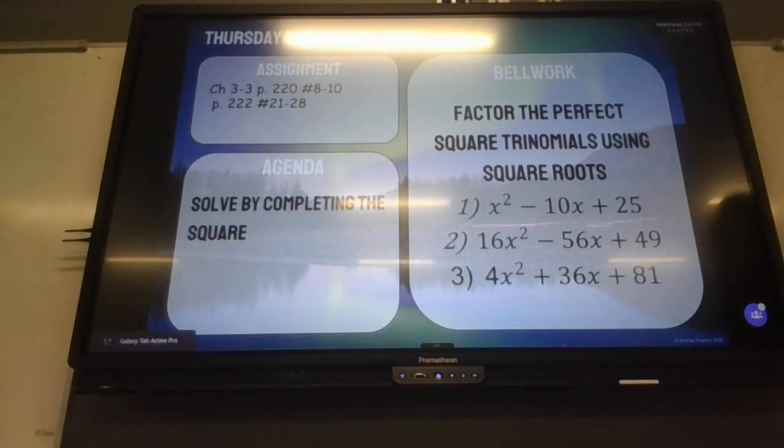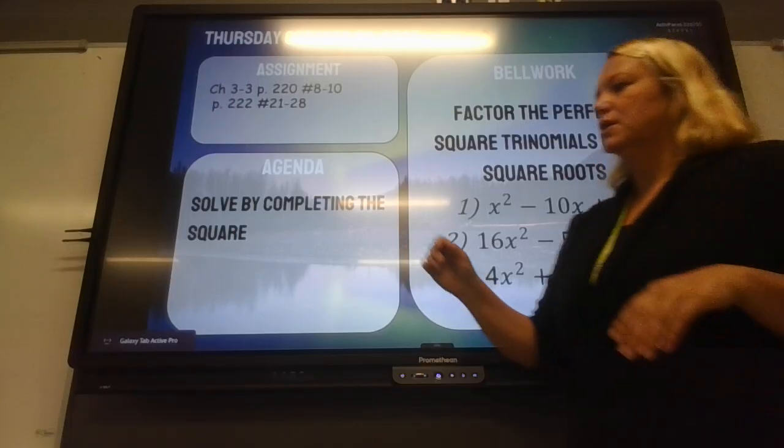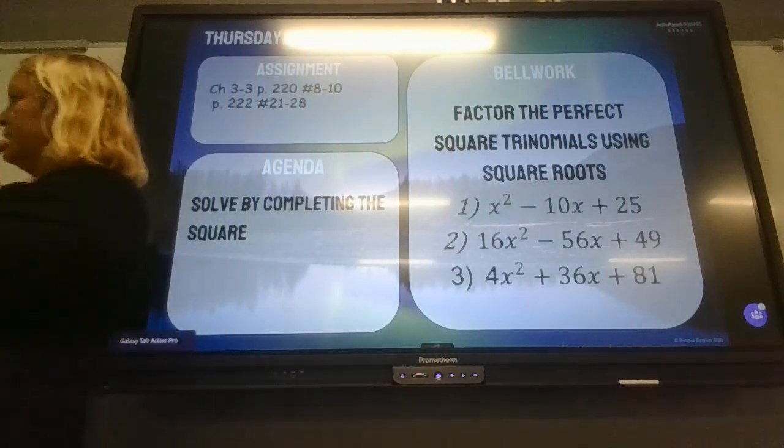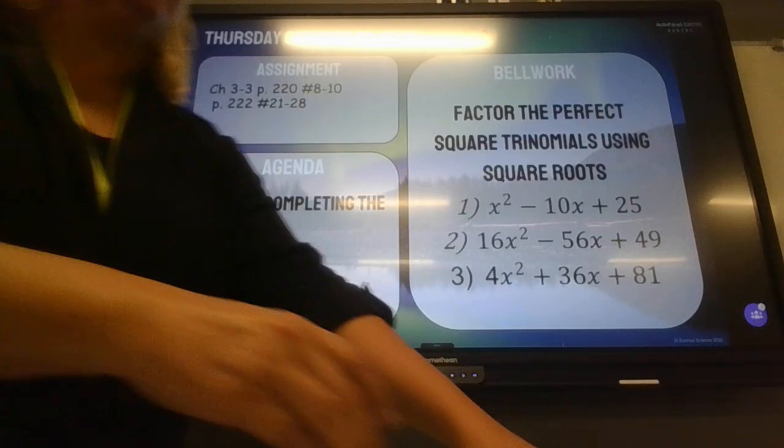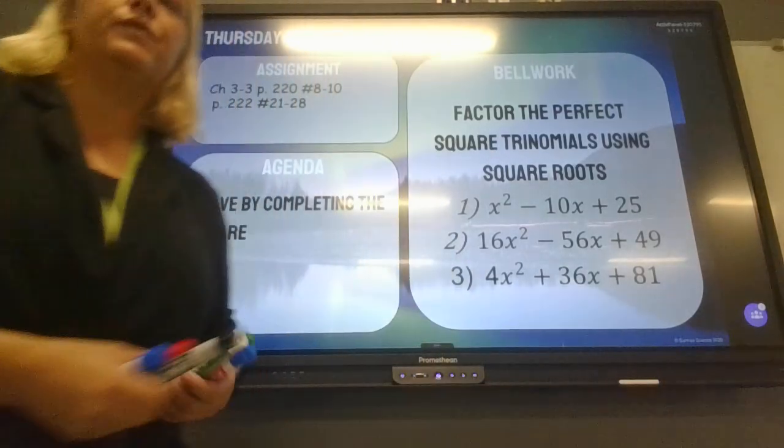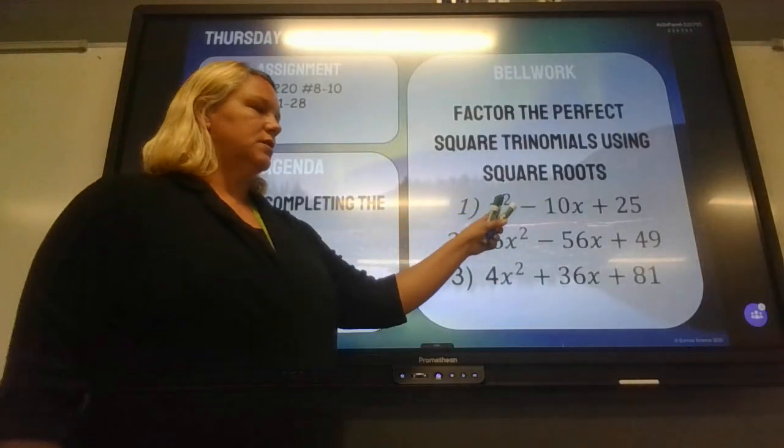So these three problems are also to be done using the shortcut method. They're called perfect square trinomials. You could do the X factor method, but really they're shortcut problems because A and C are both perfect squares.